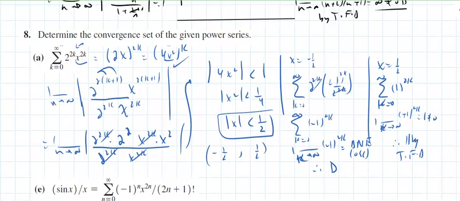So here it's just the interval. But if you recognize it's geometric, it's much faster. And the same deal here.